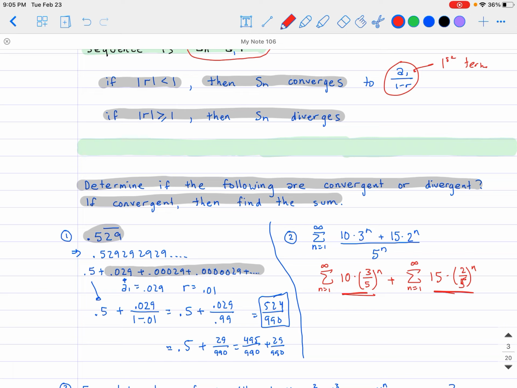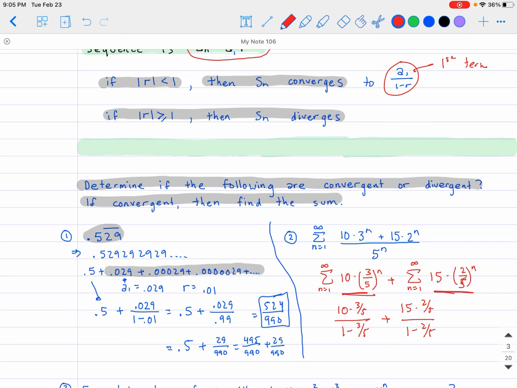But your first term, this is where you're going to have to plug in n equals 1 to get the first term. It's going to be 10 multiplied by 3/5, divided by 1 minus 3/5. That's going to be your first term in the first one. And then for the second one, you're going to plug in 1 for n because that's your first term. So that's 15 times 2/5 divided by 1 minus 2/5. So we clean that up, and that's going to be our answer in this case.